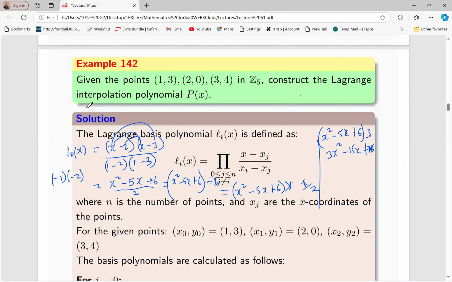Let's now reduce it mod 5. The coefficient 3 is already reduced mod 5, so that is 3x squared. Negative 15 on division by 5, the remainder is 0. And 18 on division by 5, the remainder is 3. So this is what we get: 3x squared plus 3.